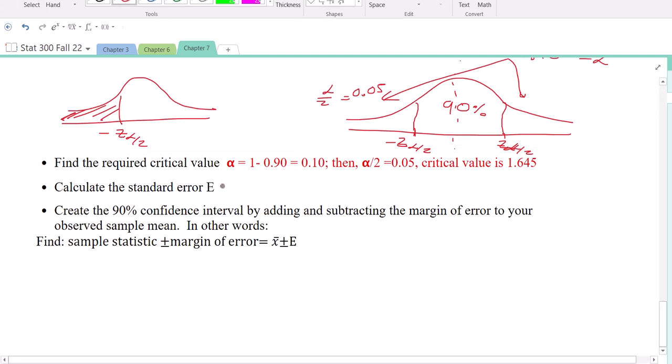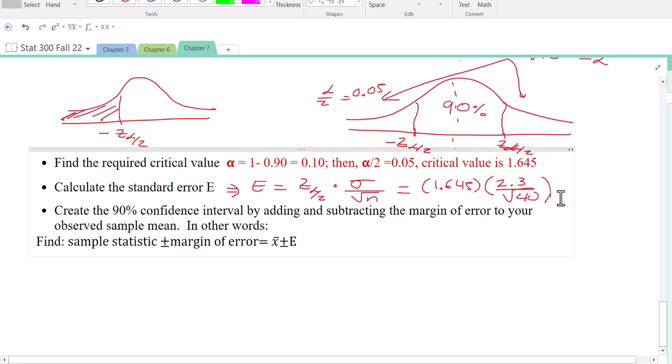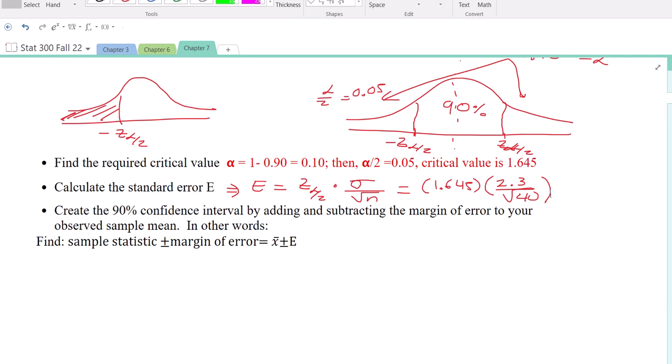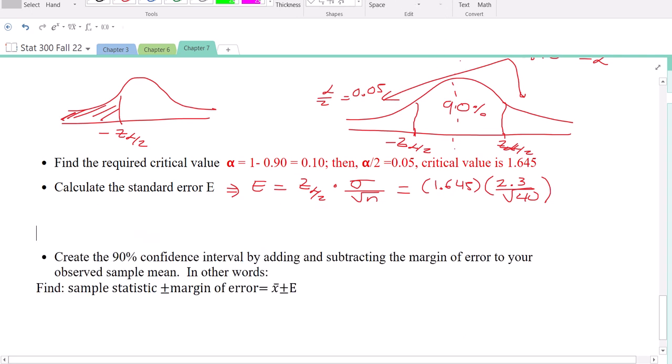Okay, so calculate the standard error. Our error is the critical value, z alpha over 2, times the standard deviation of the sampling distribution. In this case, because we know sigma, that is sigma over the square root of n. So we're going to have 1.645, our critical value, times sigma, which was given to us as 2.3, over the square root of 40, which is the size of the sample. When you do this on your calculator, we should get 0.598. So that is the error.